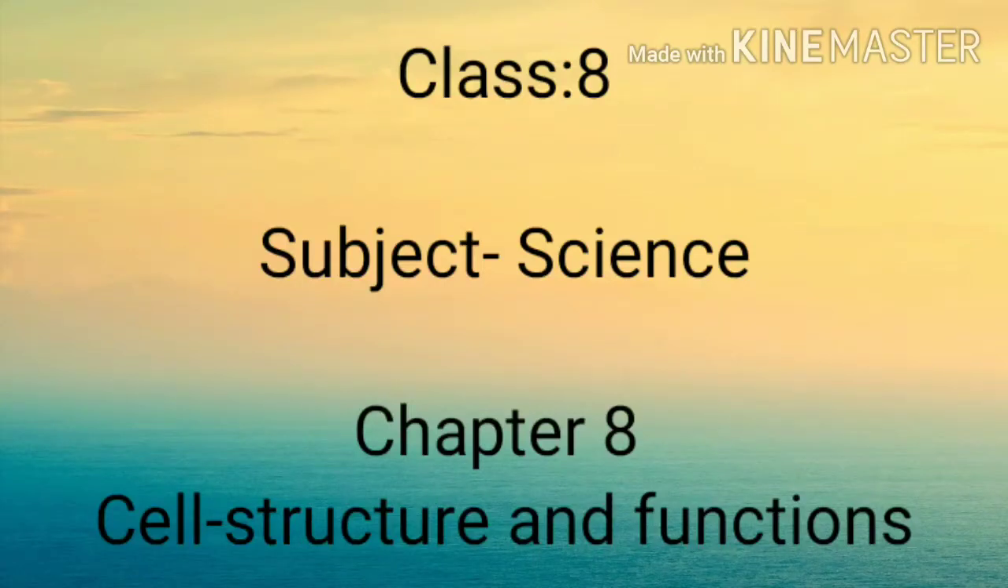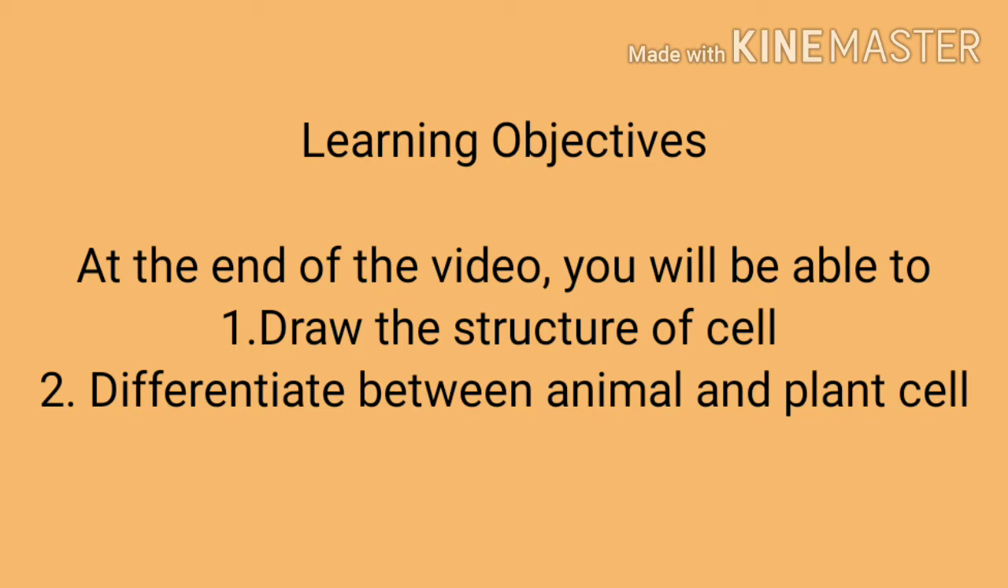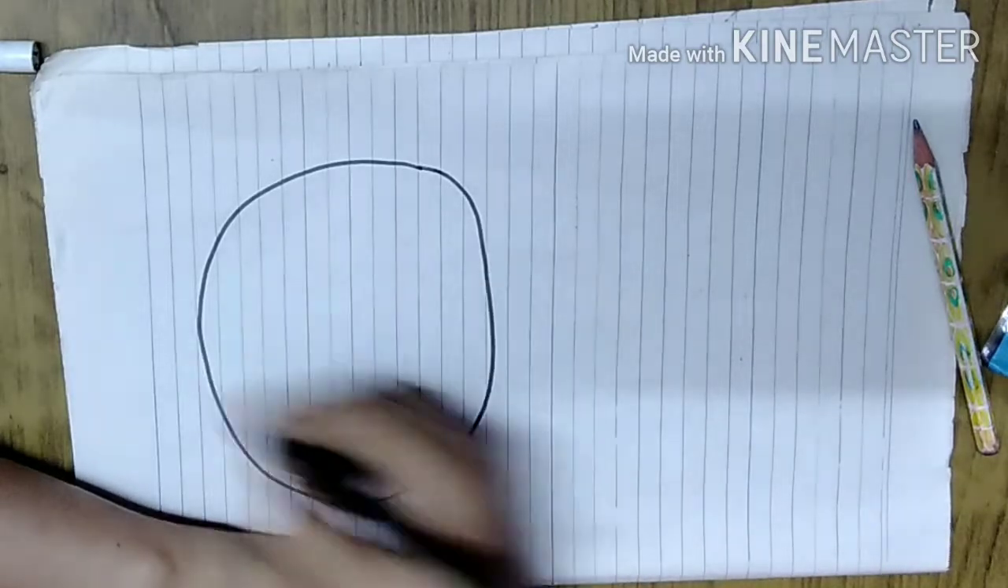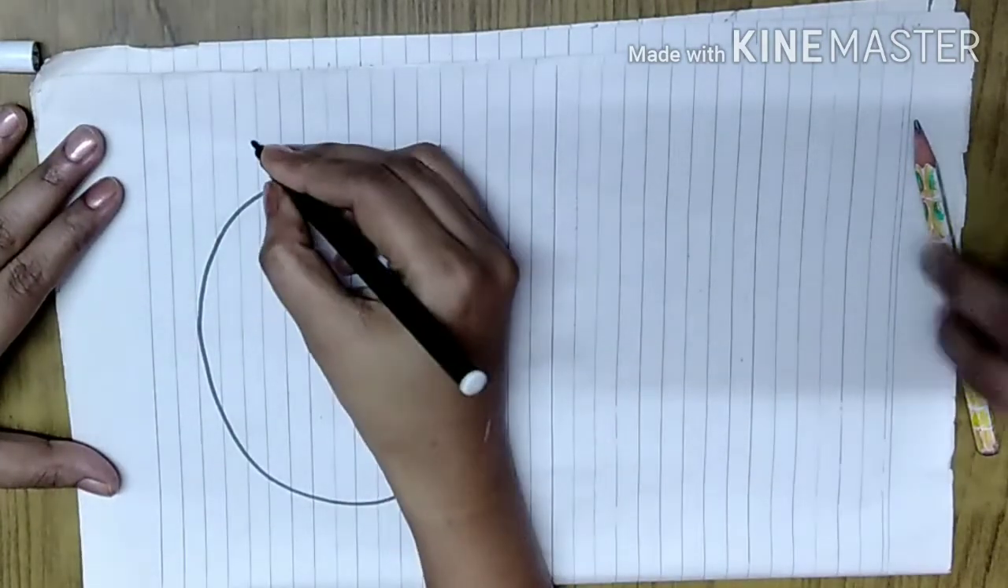Today we will learn about the structure of animal cell and plant cell. We will learn how to draw them and also be able to differentiate between the animal and plant cell at the end of the chapter. So let's first draw the circle.